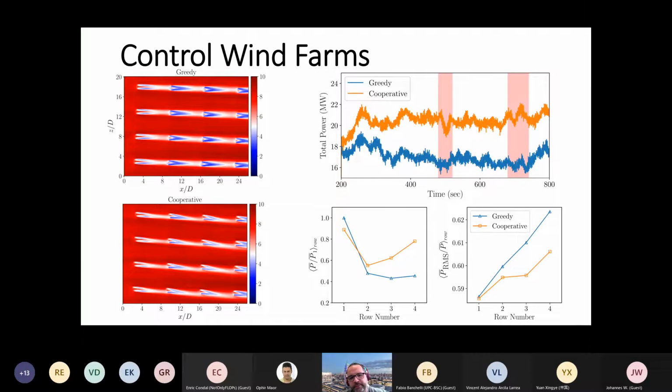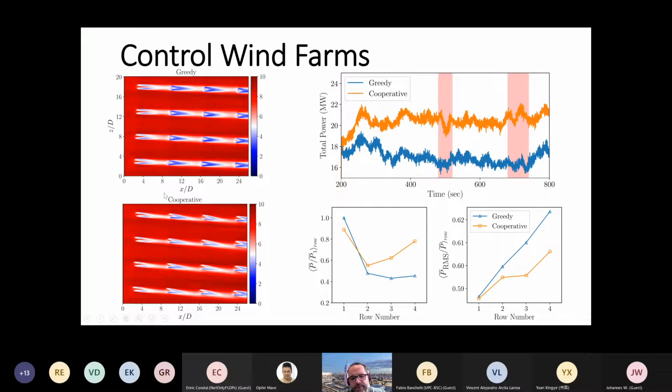One final slide about the control. We have different ways of operating those turbines. We have the greedy mode where you ask each turbine to generate as much power as possible without taking care of the other ones. And this is the time evolution of the power in megawatts. This is a 4x4 generic wind farm. You can see that the power is about, let's say, 17 megawatts.